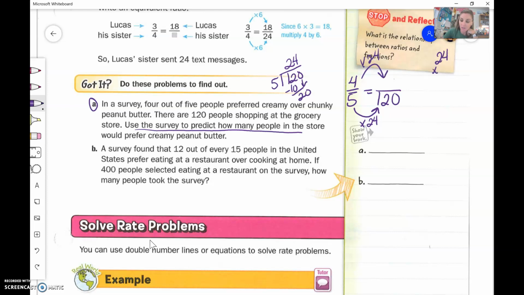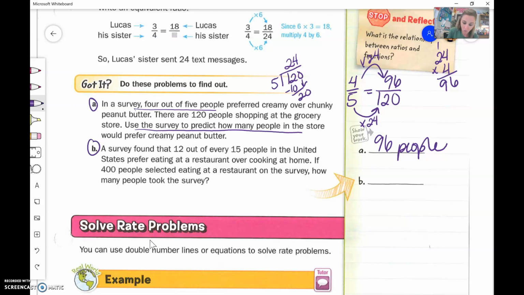So I'm going to come over here. 24 times 4. 4 times 4 is 16. Oops, going to carry the 1 for a second. It wasn't working. 4 times 2 is 8, plus 1 is 9, and I get 96. So 96 people in the store would probably prefer Chunky based off of this survey right here, if there were 120 people in the store. Okay? All right, let's take a look at B.